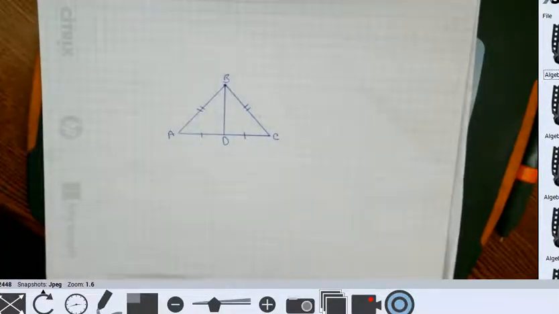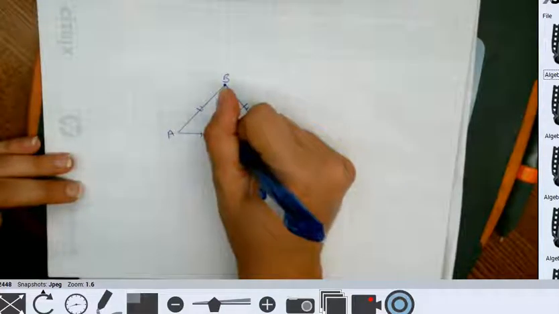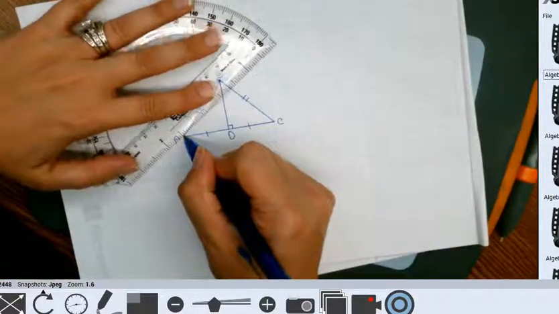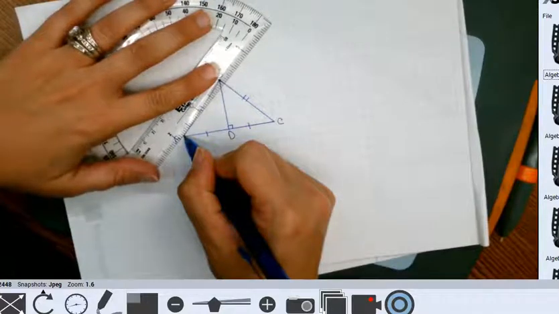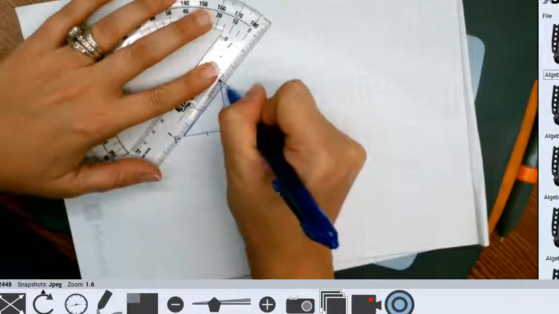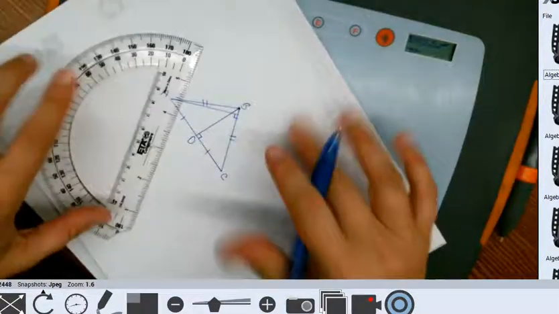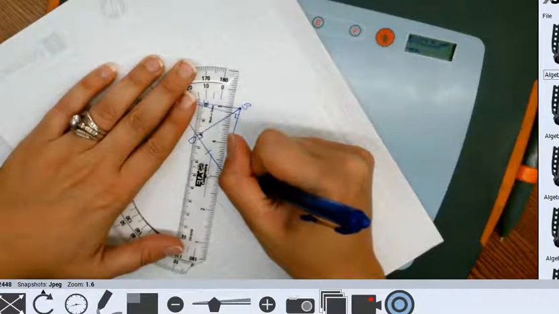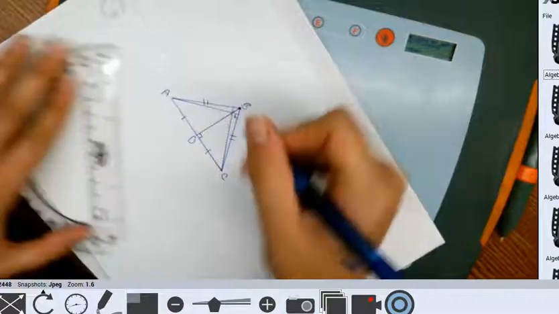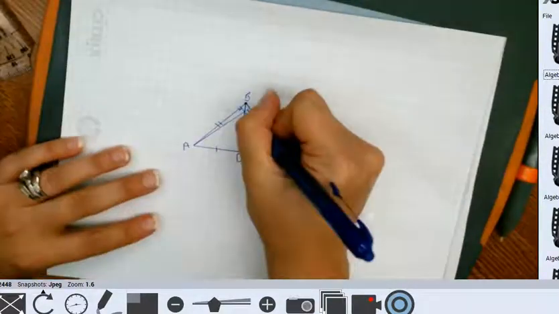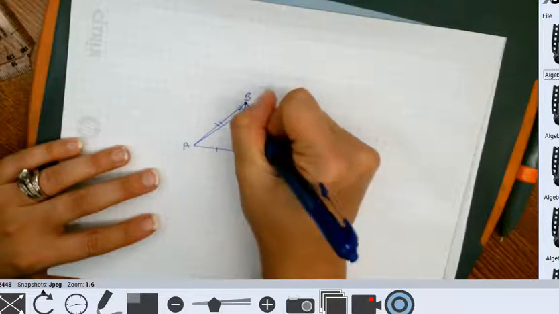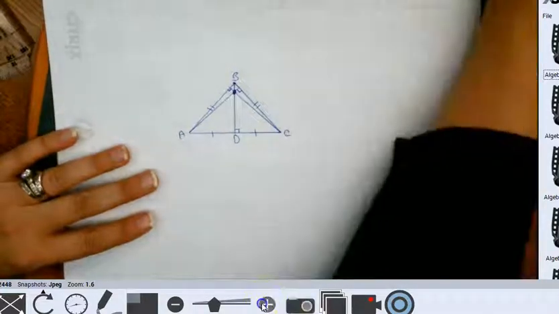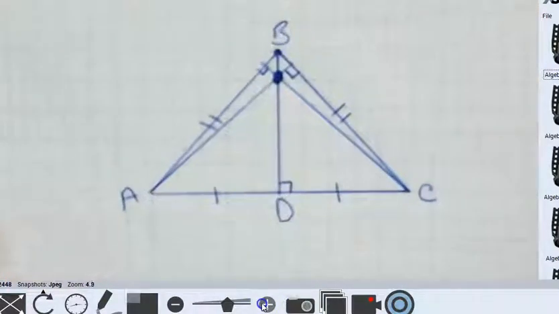And this is asking us to find the orthocenter, which is where the altitudes meet. So let's do the next one. All right, so from here to here. And then on this side, about there. So our orthocenter, the point of concurrency of our altitudes, is inside of the triangle since it is an acute triangle. And that is how you find the orthocenter. You just drop those perpendicular heights.